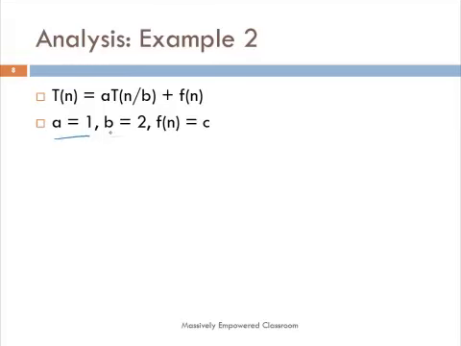Here a is 1 and b is 2, and f of n is a constant. What does this mean? This means we throw away one of the subproblems. We consider only one subproblem. That's why a became 1. There are still two subproblems, and they are still half the size of the original problem, n by b, where b is 2, which is nothing but n by 2.